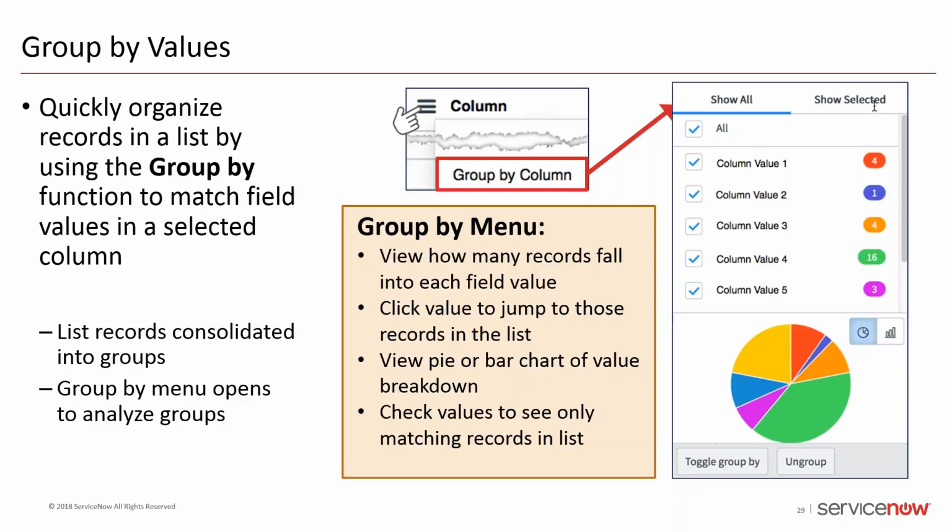This menu allows you to quickly view how many records fall into each group and jump to these values in your list. To narrow down the list of records to only specific groups, check and uncheck the boxes to the left of the group value. You can also view the breakdown of records in a pie or bar chart. To ungroup your list, simply click the Ungroup button at the bottom of the Group By menu.